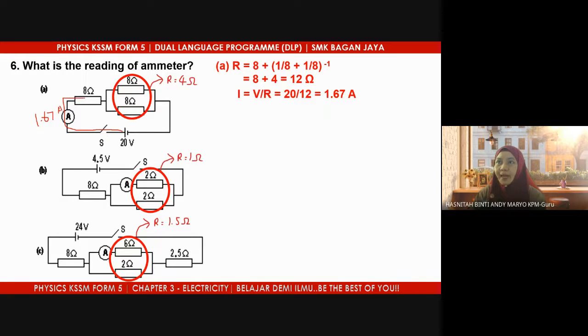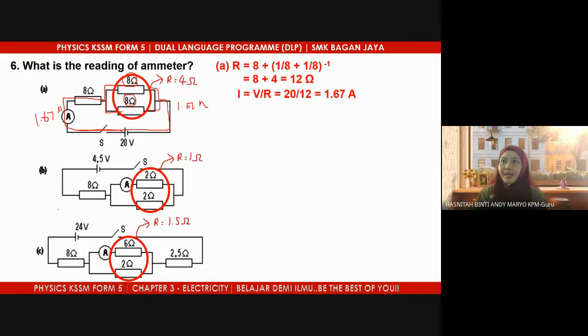1.67 enters the 8 ohm, and then later this 1.67 will be divided equally into these two branches. Why divided equally? Because they are identical. So you know how much enters, you just divide by 2. 50% goes to the upper branch, 50% of the current goes to the lower branch, and finally they meet back here at the end of the road and become 1.67 ampere again. The process is repeated until you open the switch.